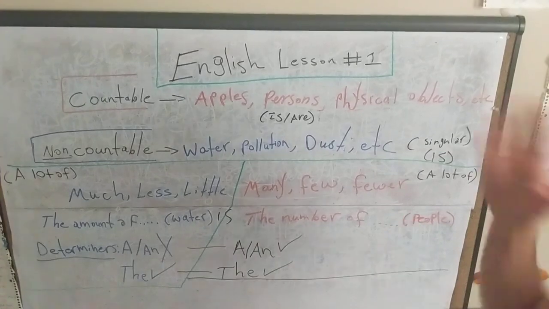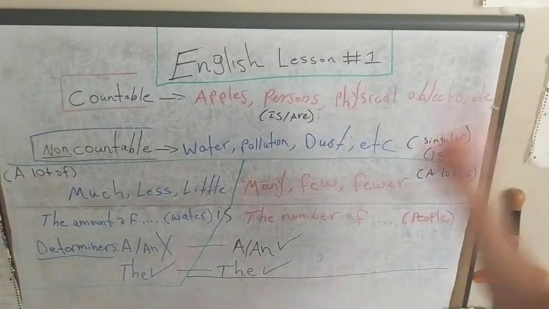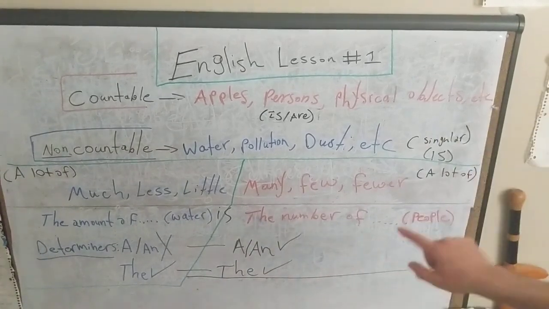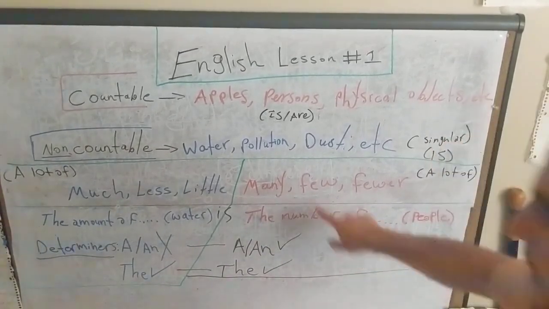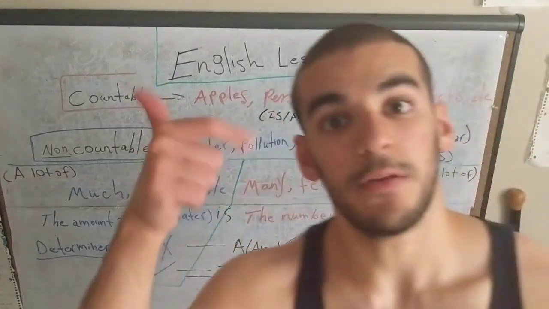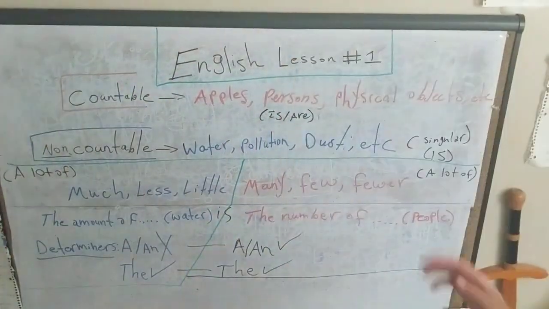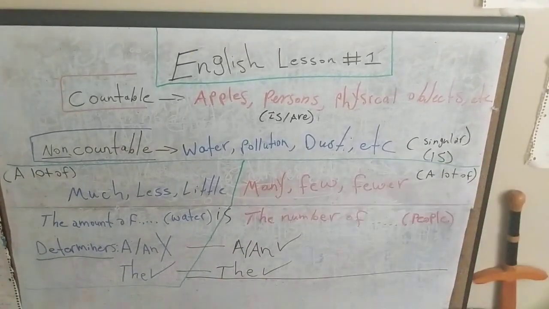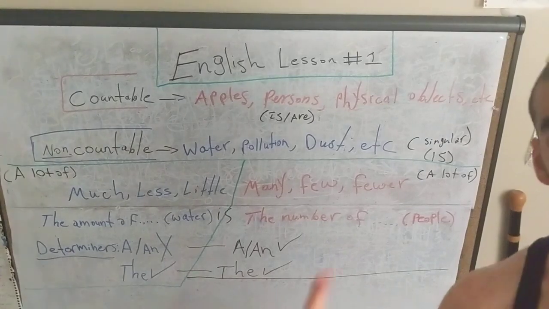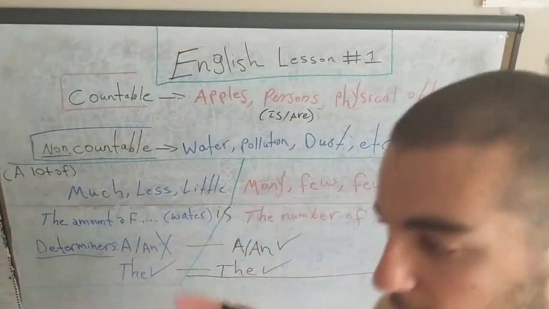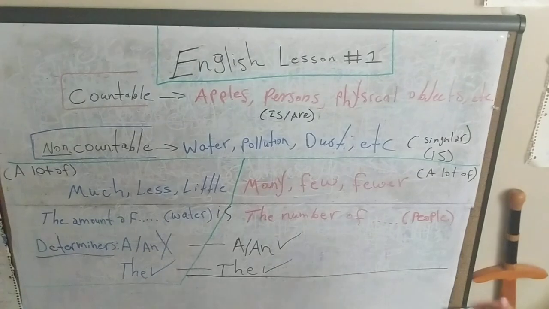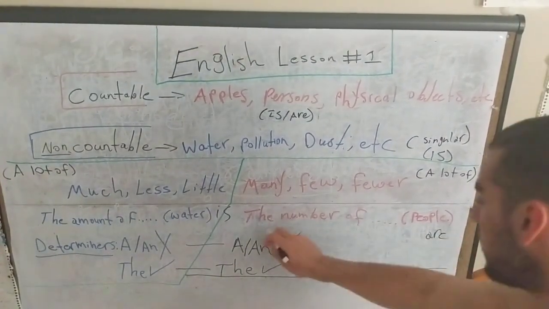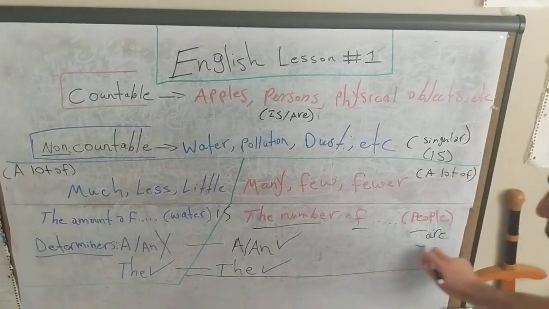But however, for countable nouns, it is the number of, okay? And this makes sense because the number is countable. You can count 1, 2, 3, okay? The number of people, and people we know is plural. The singular is person, 1 person, but people are plural, okay? So you can say the number of people are, okay?